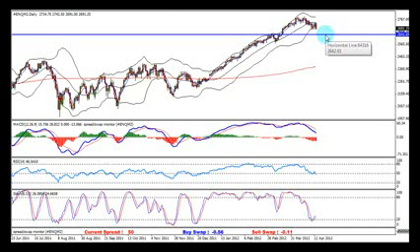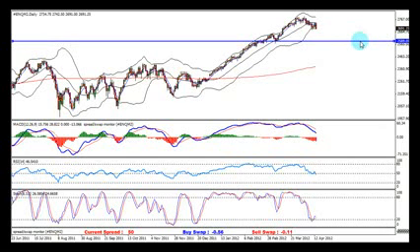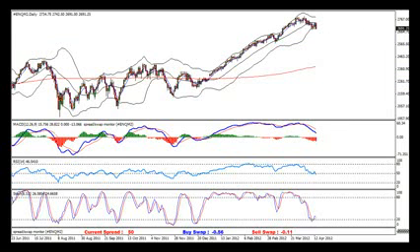2650 should be the first target for the Nasdaq. Then I will not be surprised at all if it goes below 2600, and that's the area from my point of view for the Nasdaq to go. Then we will stop and see how it is acting.